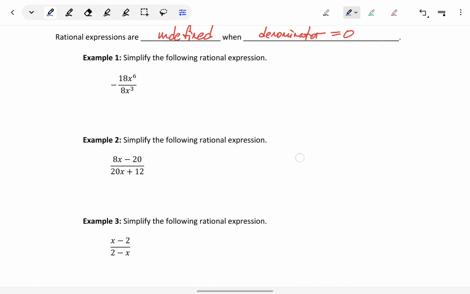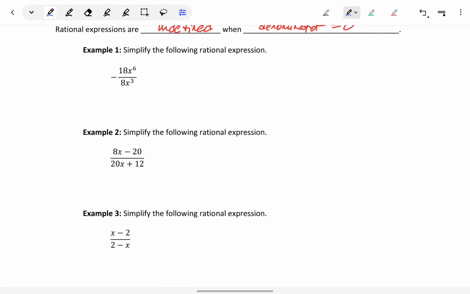Moving into example 1, we want to simplify the rational expression negative 18x to the 6th over 8x cubed. We have a monomial in both the numerator and the denominator. So all we need to do in this case is just look for any common factors between the numerator and the denominator and cancel those out.